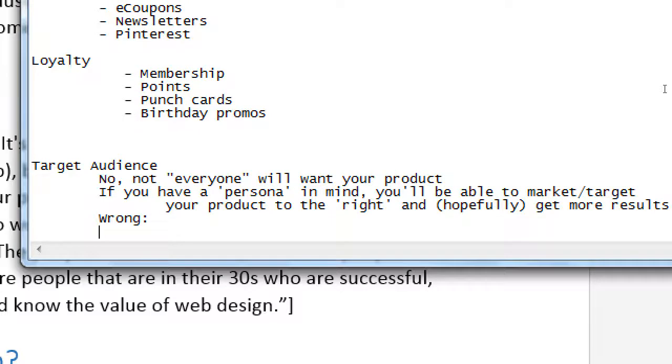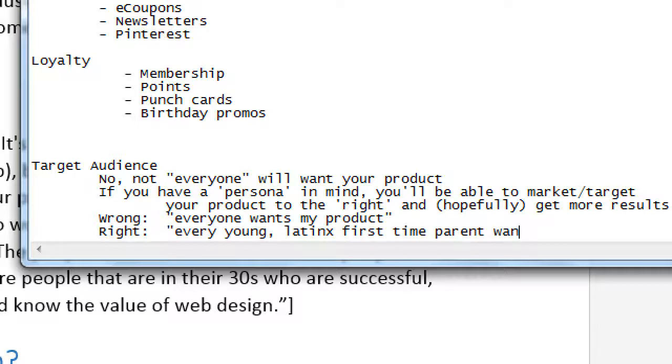So we can say here, wrong, right. Everyone wants my product, compared to every young Latino, the current term is Latinx actually, every young Latinx first-time parent wants my product. Okay, more detailed. Young Latinx first-time parents. That's a better answer. Not for the purposes of getting a better grade in the class, of course, but because that's what's going to actually help you in the real world. Like I said about those three kinds of beverages, they are targeted at a certain audience from the same company.